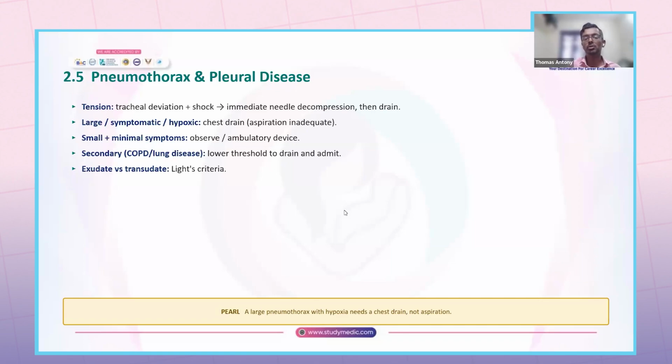So coming to the pneumothorax and pleural disease. So again, when pneumothorax comes to the topic, we have to deal with the tension pneumothorax. How do you identify tension pneumothorax clinically? So there will be tracheal deviation to the opposite side. Patient might be in shock because the other lung and the heart is pushed by the air. What you have to do is immediate needle decompression in the second intercostal space.